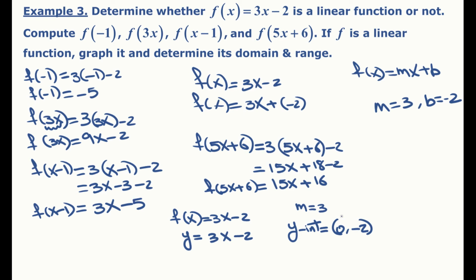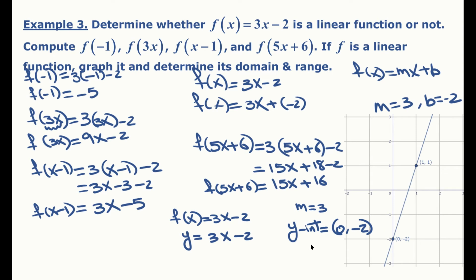So let's go ahead and bring in a grid and we'll graph it. We know that the y-intercept is 0, -2, so that's a good starting point to plot our graph. All we need is one other point, of course, because 2 points determine a line in a plane. That means given 2 distinct points in a plane, there's only one line that goes through them. So all we need is to come up with one other point.